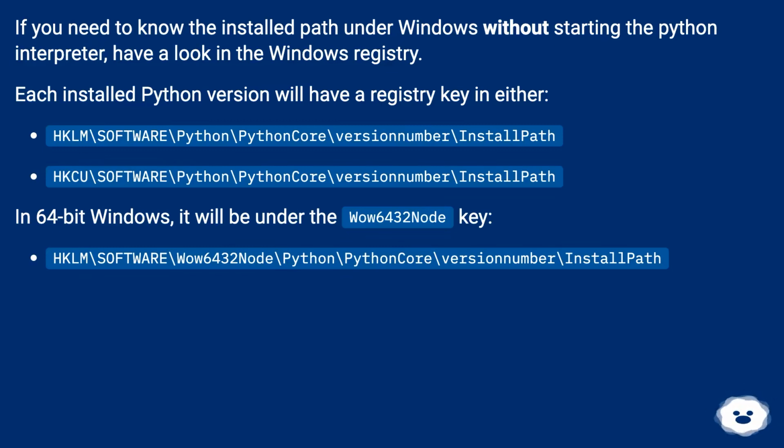In 64-bit Windows, it will be under the WOW6432Node key. HKLM\Software\WOW6432Node\Python\PythonCore\version number\InstallPath.